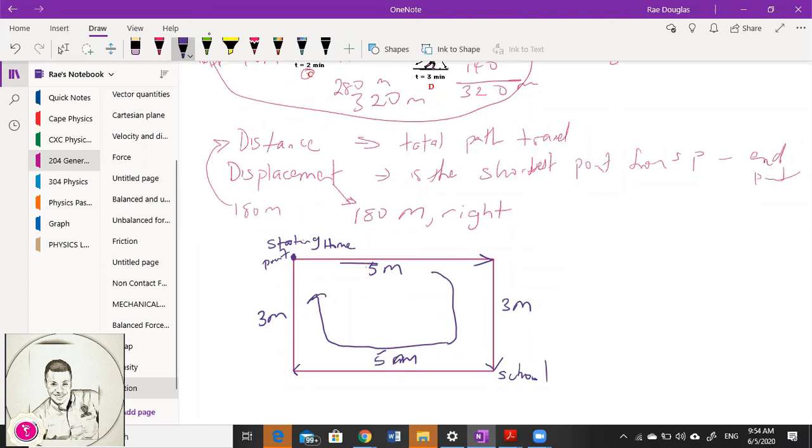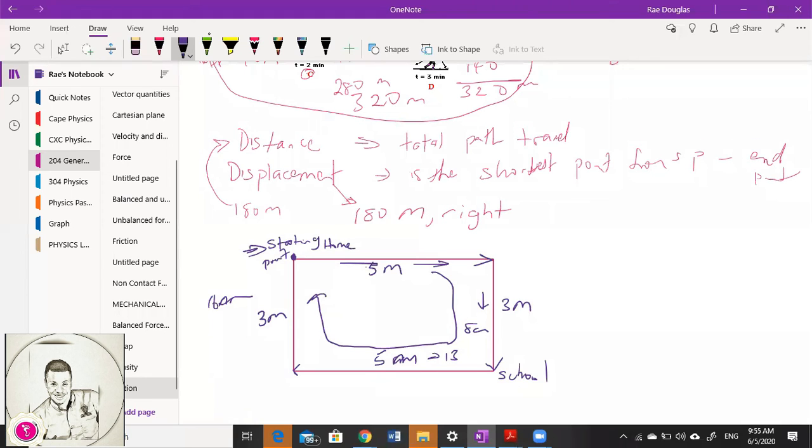So this is your home. Your home is the starting point, right? Now, to travel from home to school and go back to home, we can find the distance easily. It's by just adding up the sides. So 5 meters here plus 3, that's 8 so far, 8 meters, plus another 5, that is what? 13. 13 plus 3. Overall, 16 meters. That's the entire distance that you travel, right?